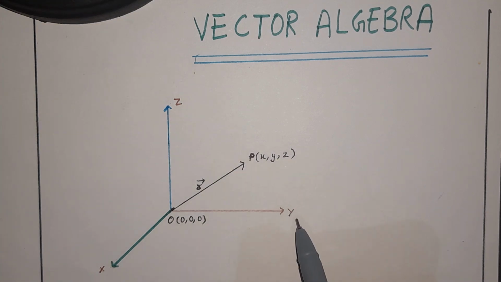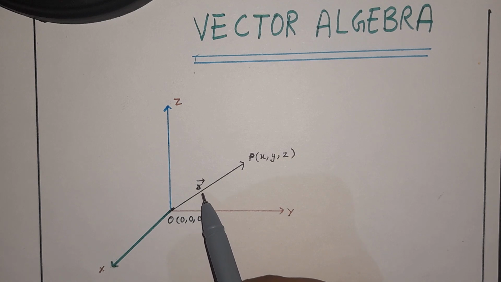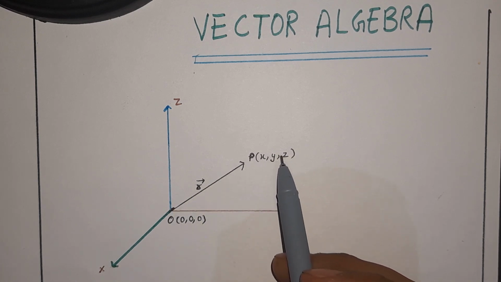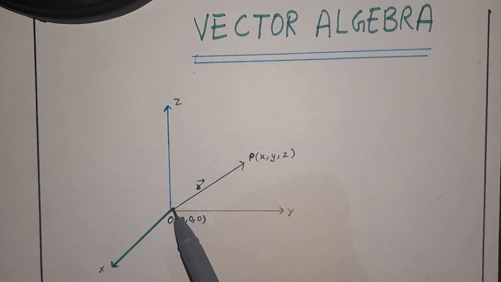You can take this also as x-axis and this as y-axis, or this as z-axis, but for simplification purposes we use this as x, this is y, and this as z. So a vector r is such that its tail is at origin and its head is at point x comma y comma z. This is called head and this is called tail of the vector. And you must know what are vector quantities and what are scalar quantities. A vector quantity has both magnitude as well as direction, and the scalar quantity has only magnitude, not direction.